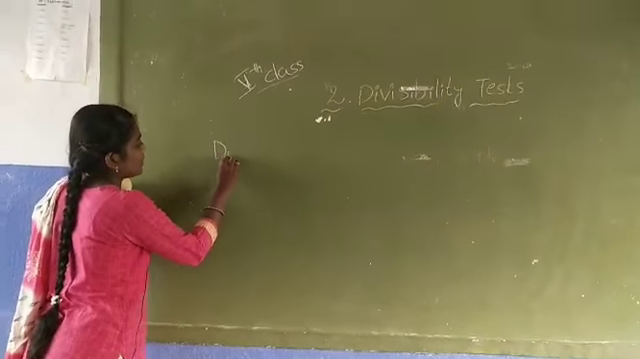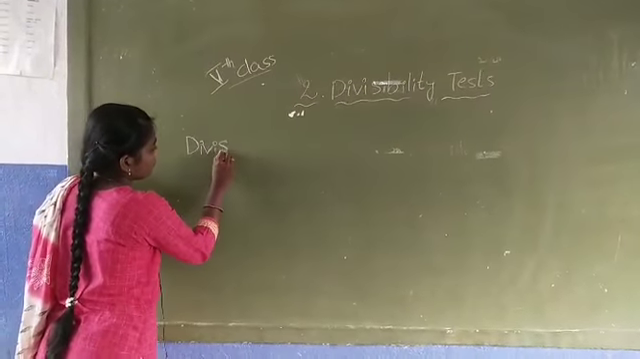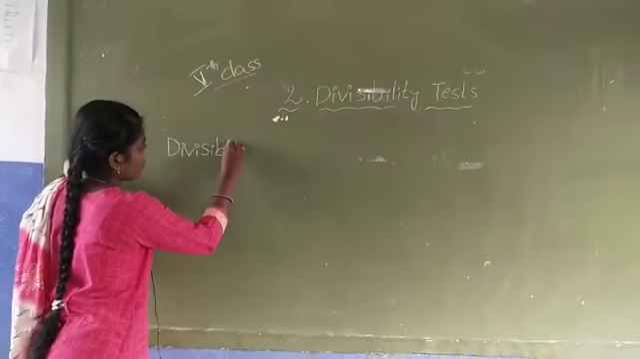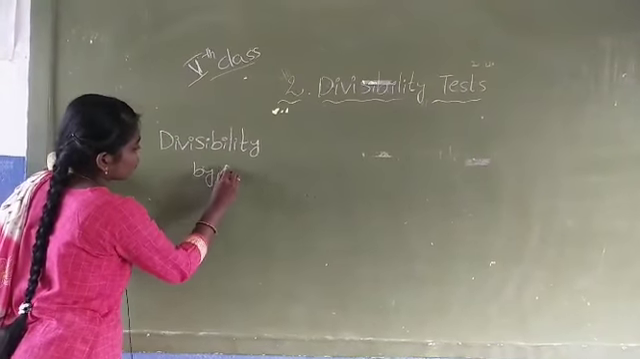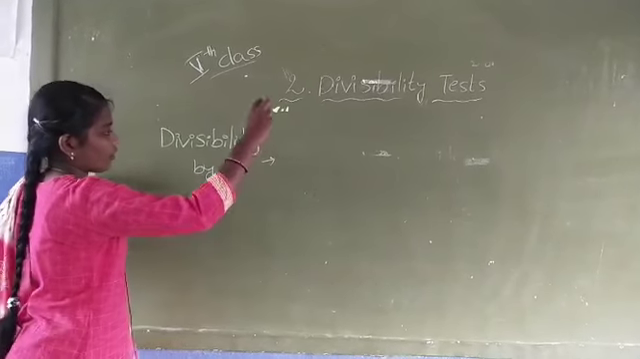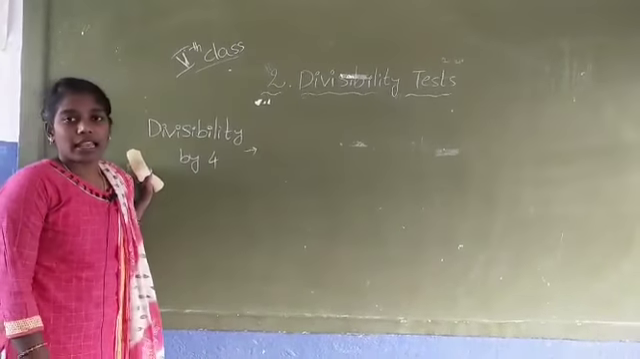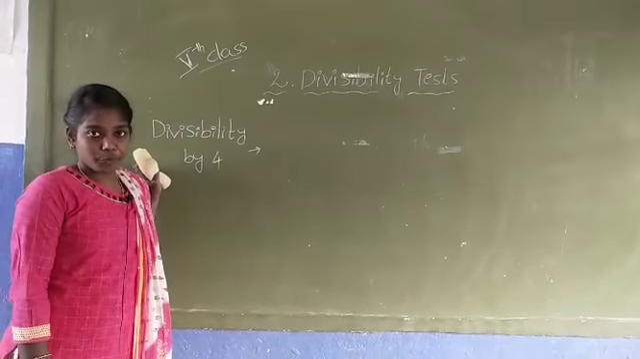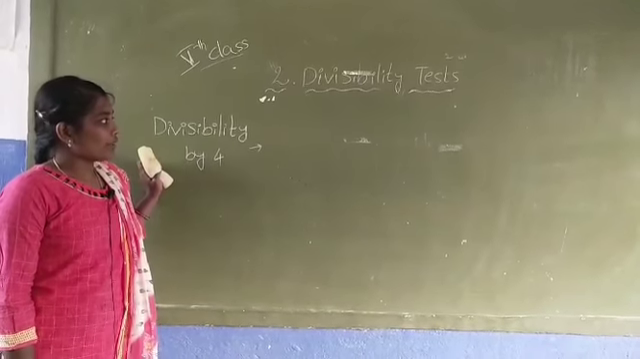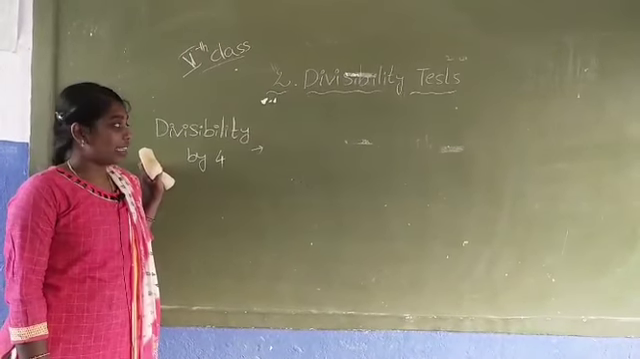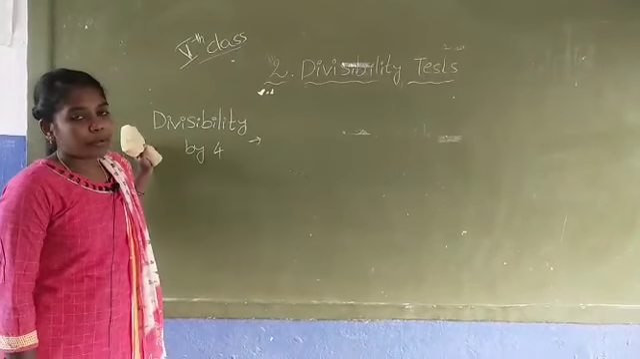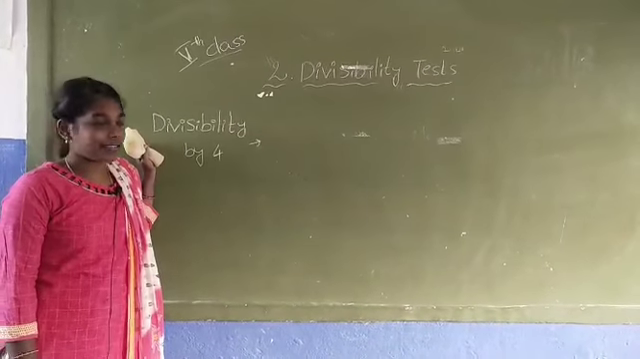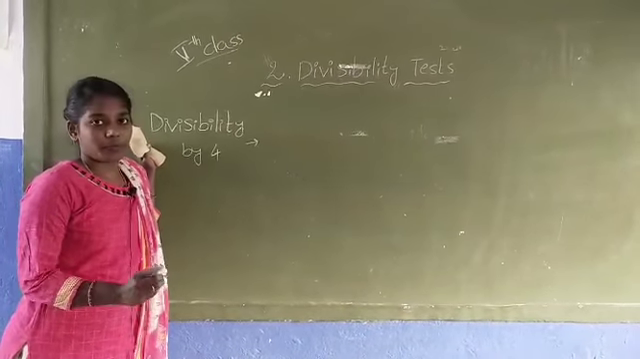Next, divisibility by 4. A number is divisible by 4 if that number has 3 zeros at the end, or the number formed by the last 3 digits is divisible by 4.